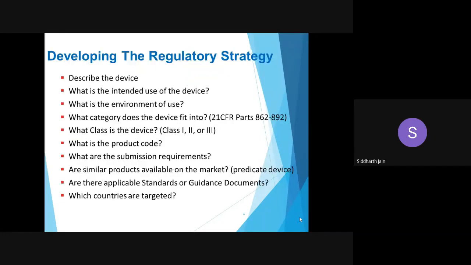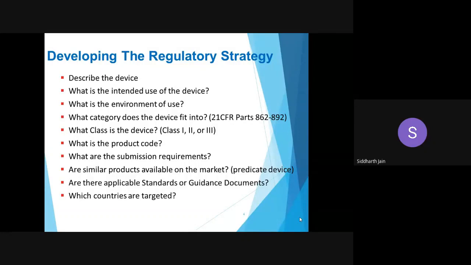So we have to develop the regulatory strategy. How do you develop a regulatory strategy for your product? The first and important thing is to describe your device. Then we have to define the intended use of the device and the environment of use, where it is going to be used. The environment here means whether it is used in a controlled environment like an operation theater, at hospitals, or at the end user's house. Depending upon that, the regulatory strategy will change.